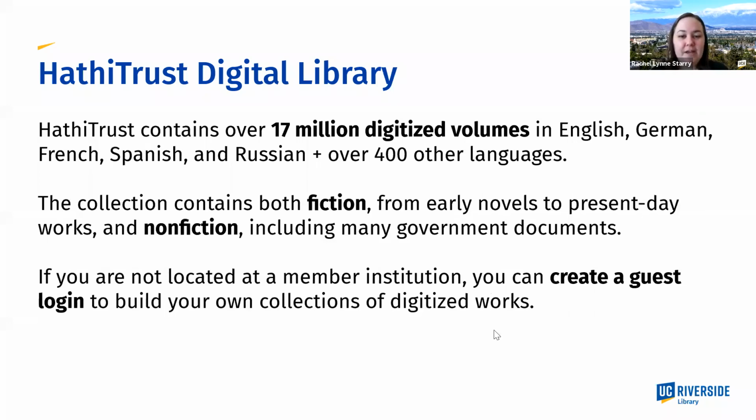The HathiTrust collection includes over 17 million digitized volumes in a very wide variety of languages. It includes both fiction and nonfiction, so everything from novels and plays to government documents. Really a huge variety of types of works are included. As a UCR community member, you can use your single sign-in login information to access the collections, or if you are not located at a member institution, you can also create a guest login so that you can go in and create your own custom sub-collections of the works in their collections.